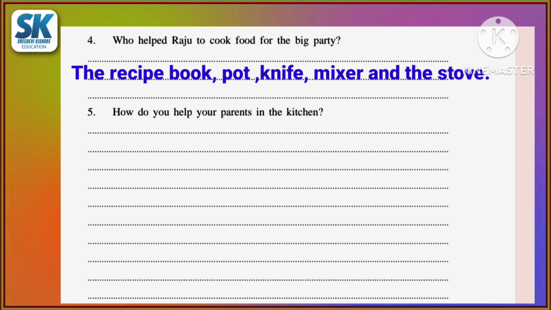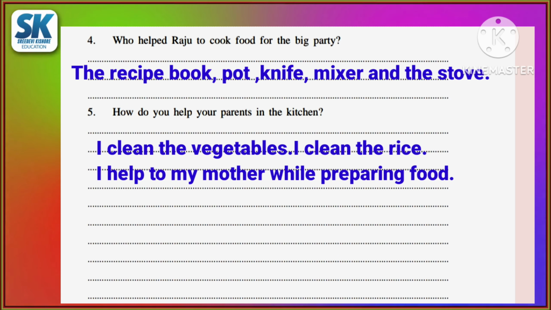Fifth one, how do you help your parents in the kitchen? I clean the vegetables, I clean the rice, I help my mother while preparing food.